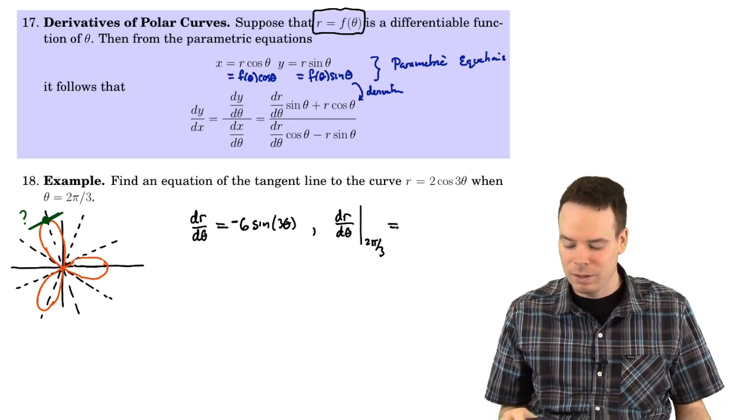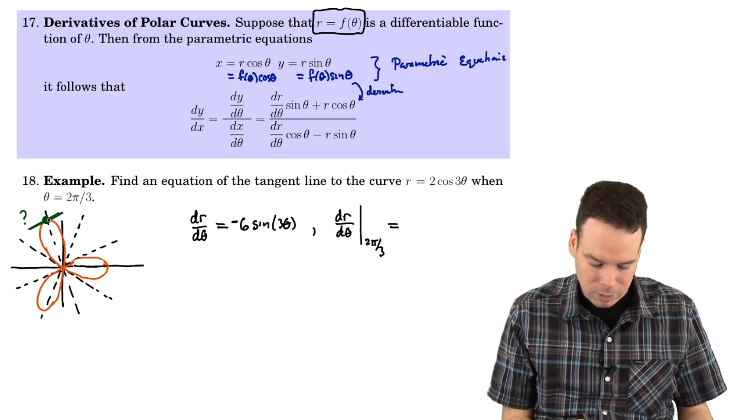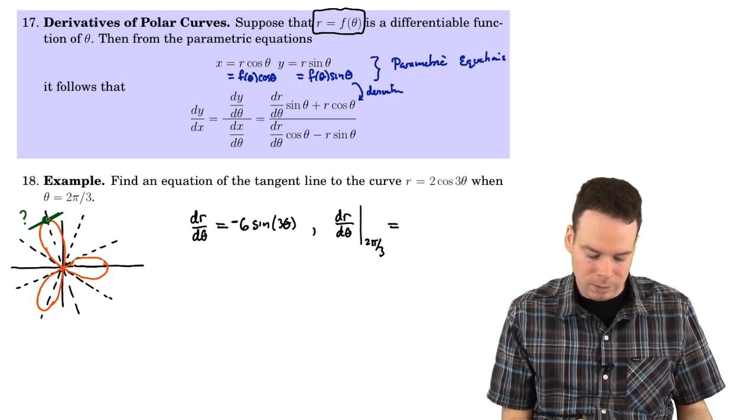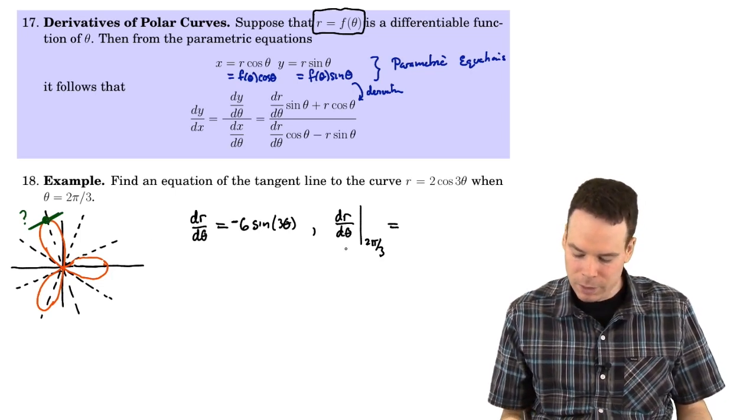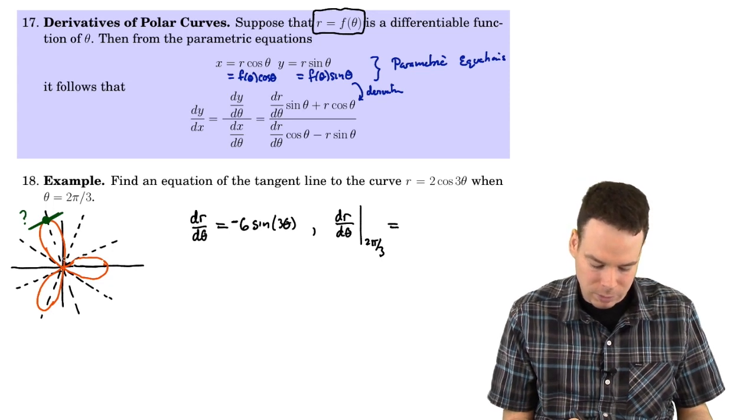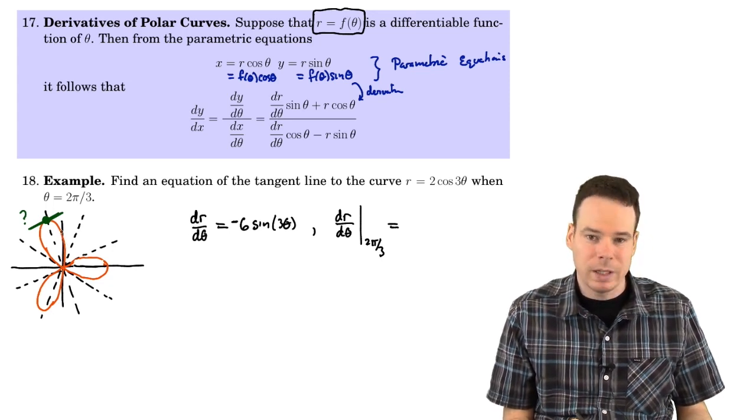Actually, it's kind of interesting to think about what this should equal before we even do it. At 2 pi by 3, we're way out here at the tip of this leaf. As my theta values increase, let's think about what's happening. Theta is increasing. My r value is getting bigger and bigger and bigger. And then my r value hits a maximum. And then it turns around.